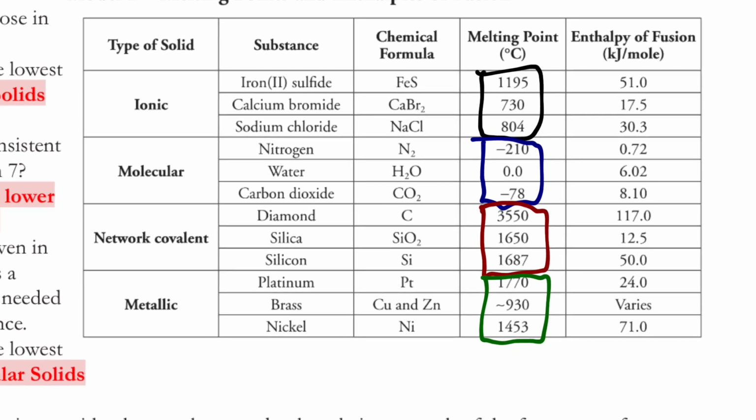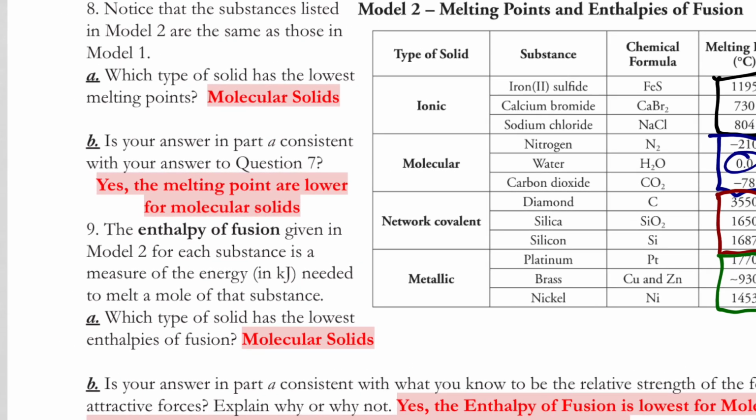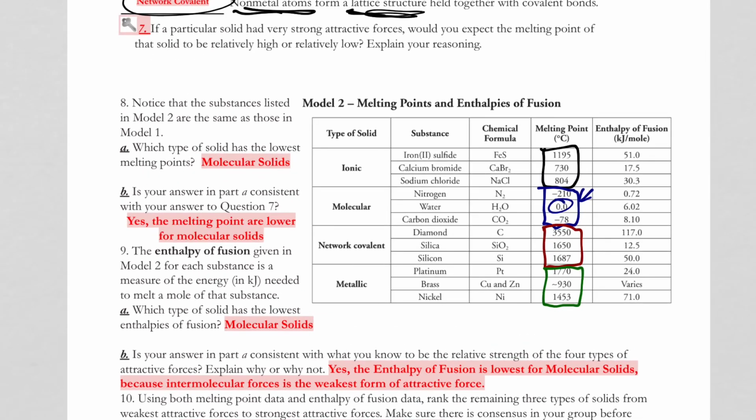I would argue that molecular, in fact, has the lowest. They have 2 negative numbers and water at 0 degrees Celsius. So it is molecular solids, and that is consistent because intermolecular force is not an actual bond. It is considered just to be an attractive force, which is the weakest one.